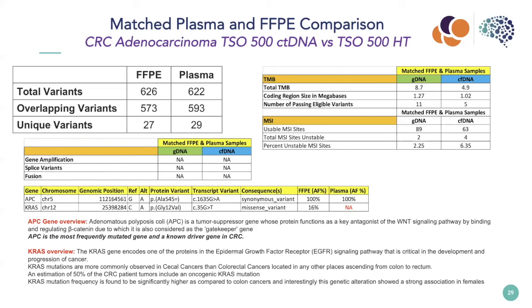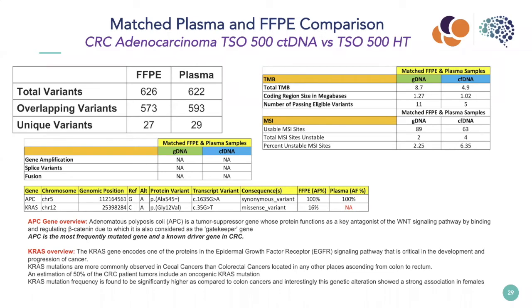We look at tumor mutation burden shown on the right-hand side of the slide between the matched FFPE and plasma samples. Genomic DNA had a TMB score of 8.7. We saw a score of 4.9 in the cell-free DNA fraction. If we looked at the coding region, you can see some of the differences in the number of passing eligible variants shown in each one. And again, this is on a per megabase basis. MSI characterization is also shown. And then finally, if we look at, in the case of gene amplifications, splice variants, and fusions, in this particular sample from this colorectal cancer adenocarcinoma patient, none were detected. So that's why each of those is indicated as NA.